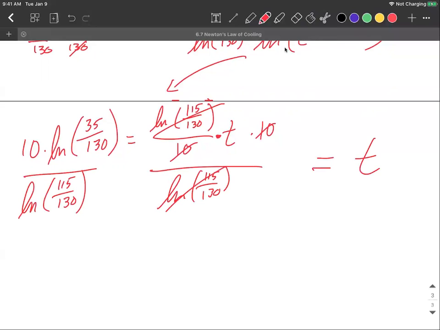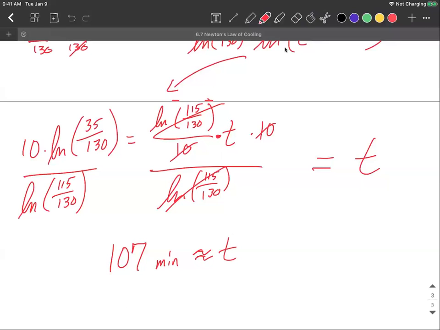And let's go ahead and punch this in and see how long it is going to take to finally get to eat this cheesecake. So we have 10 multiplied by natural log of 35 divided by 130, close some parentheses, divide by, again, natural log button, 115 divided by 130, close some more parentheses. I got 107 approximately. And I guess that's in minutes, approximately equal to t.